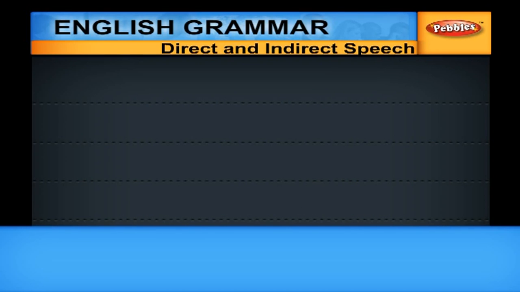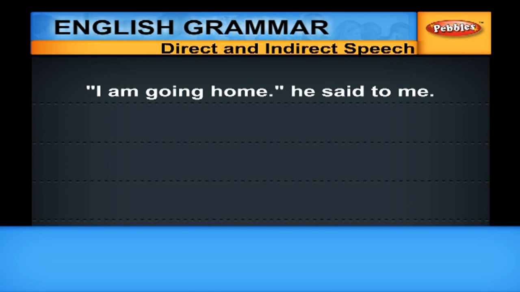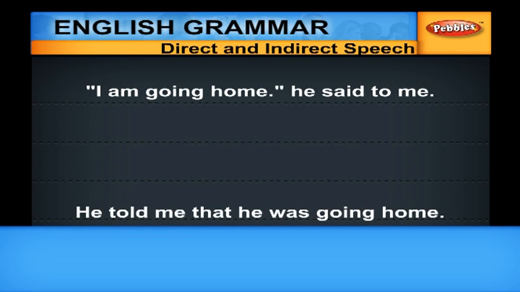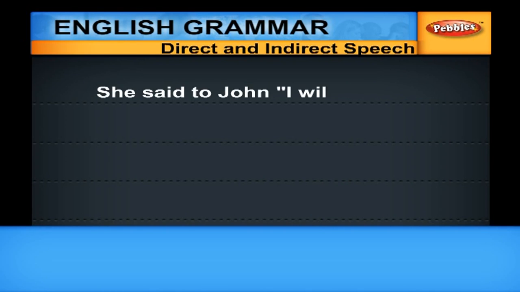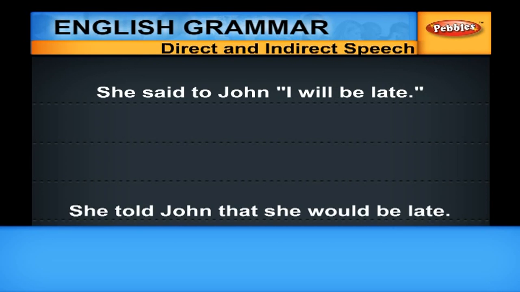Another example for you. "I'm going home," he said to me. Since the reporting verb said is in the past tense, am going is changed to was going. I would become he. The indirect speech will be he told me that he was going home. She said to John, "I will be late." She told John that she would be late.